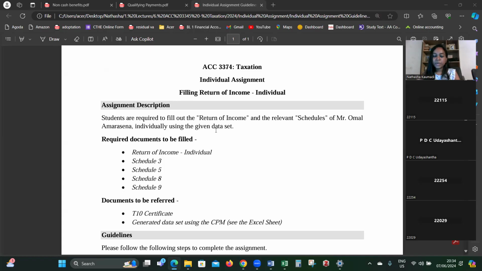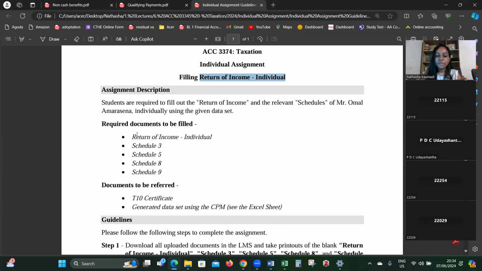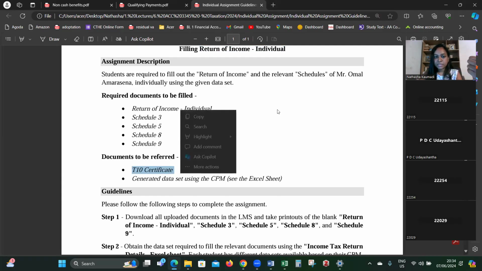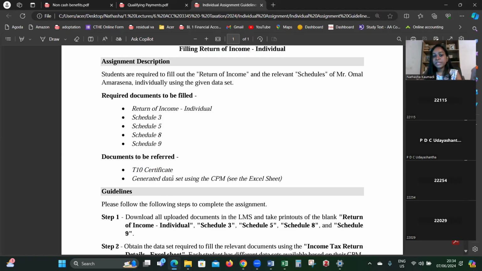So this is the guideline. You can go through this guideline, but I'll just explain what to do. This individual assignment is all about filling the income tax return of an individual. We have uploaded all the documents to the LMS: the return of income template and the relevant schedules. There are 10 schedules, all in one folder, and then the T10 certificate as well. So those are the documents: the income tax return template, 10 schedules, and the T10 certificates.